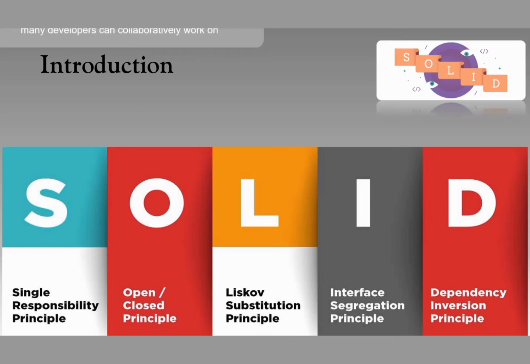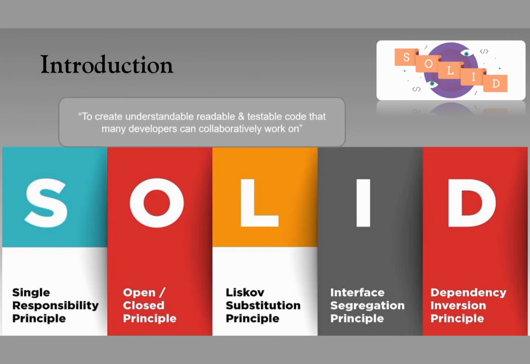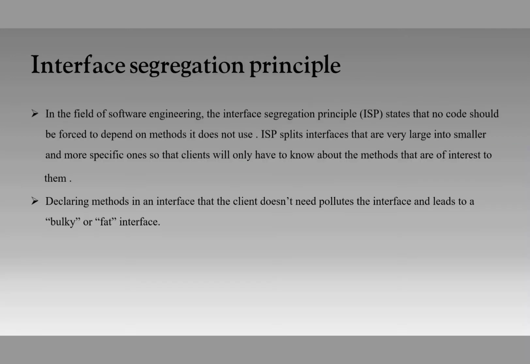The main aim and motive of the SOLID principles is to create understandable, readable, and testable code that many developers can collaboratively work on. Interface segregation principle. An interface is defined as an abstract type used to specify the behavior of a class. It will act as the blueprint of the class.